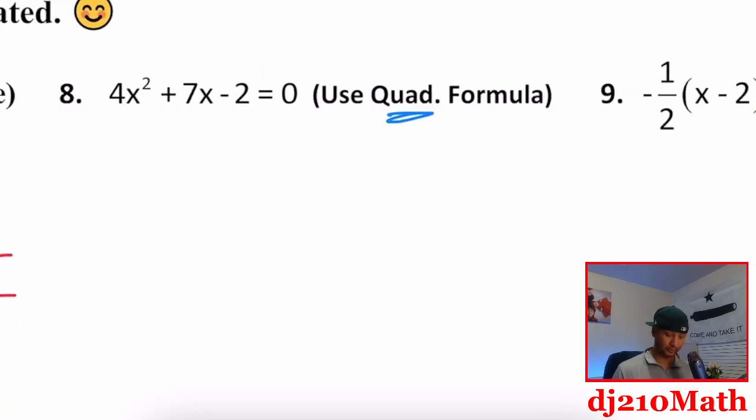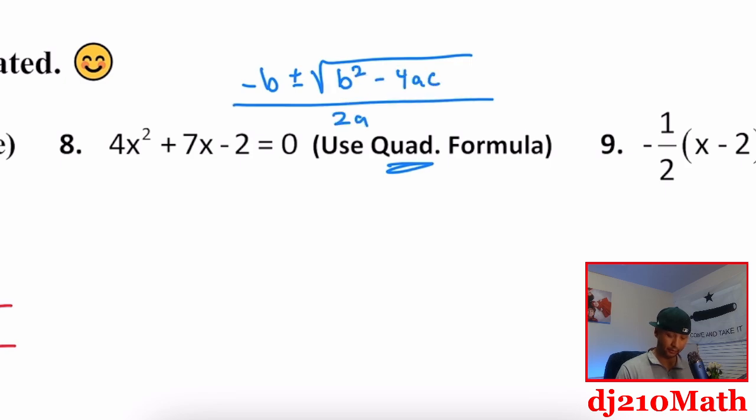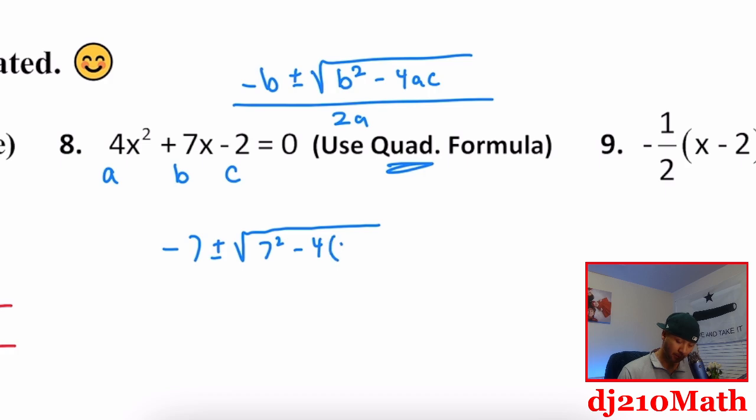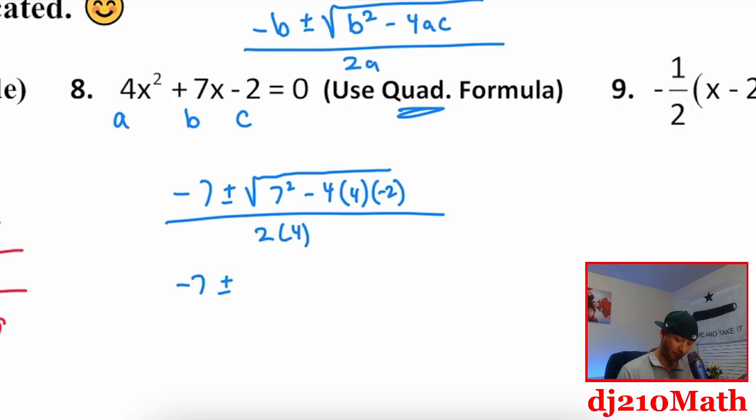All right, quadratic formula, the go-to: negative b plus or minus the square root of b squared minus 4ac, all over 2a. So a, b, and c. Just plug and chug, bro. So negative 7 plus or minus the square root of 7 squared minus 4 times 4 times negative 2, all over 2 times 4. Okay, simplifying, negative 7 plus or minus the square root of 49. Negative and a negative make a positive. 4 times 4 is 16 times 2 is 32. All over 8.